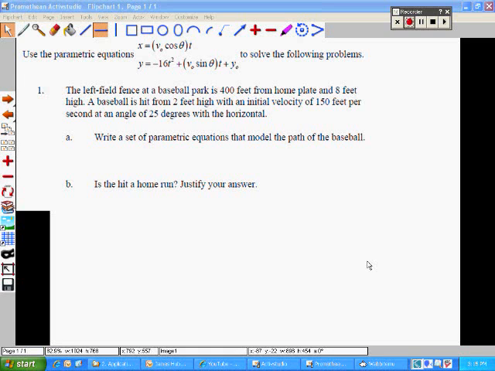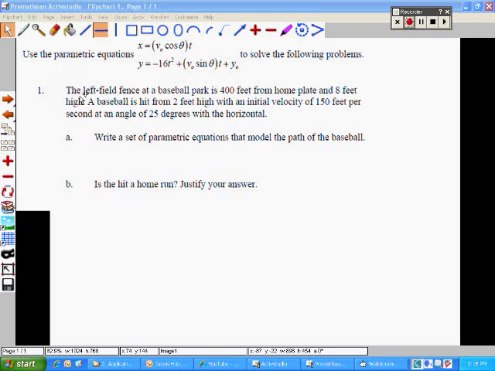Hey guys, so here's some help with the homework assignment on projectile motion. This is problem number 1. We didn't do one like this in class, but we can figure it out. It says use the parametric equations, and these are on your formula sheet, to solve the following problems.